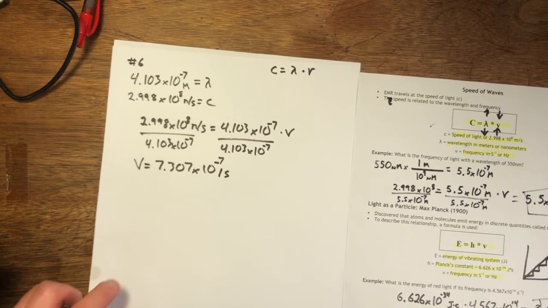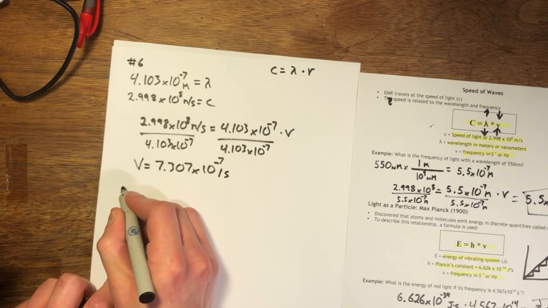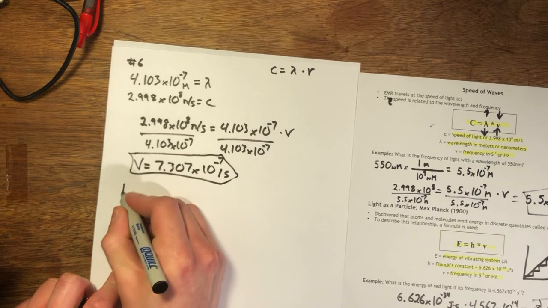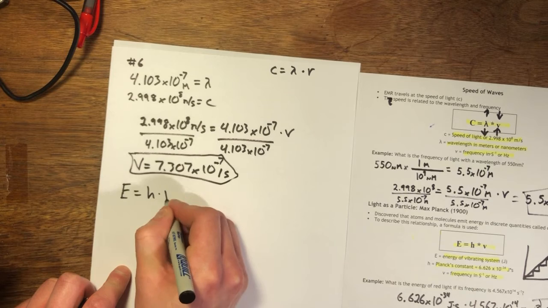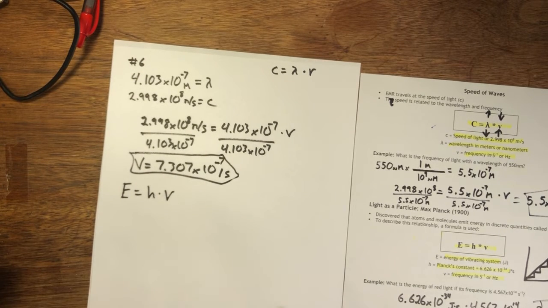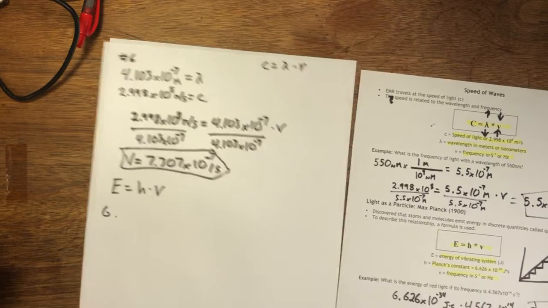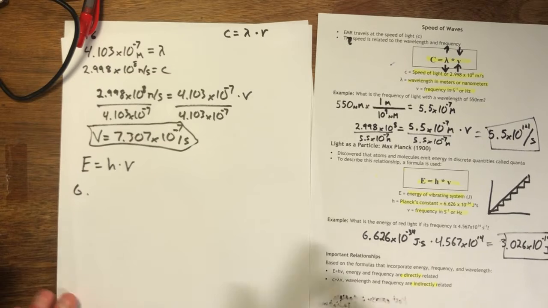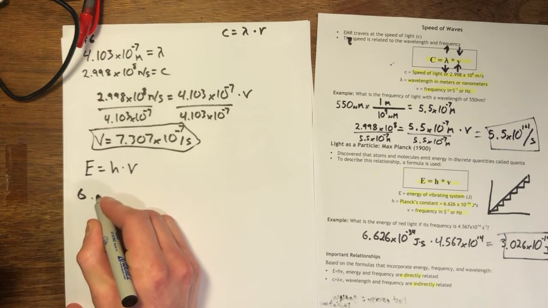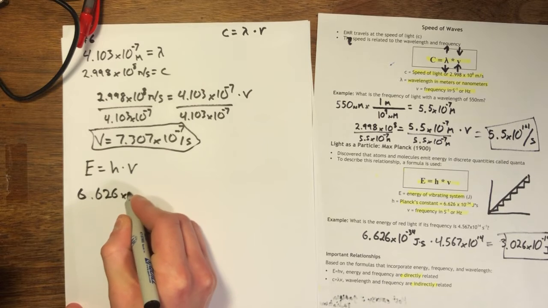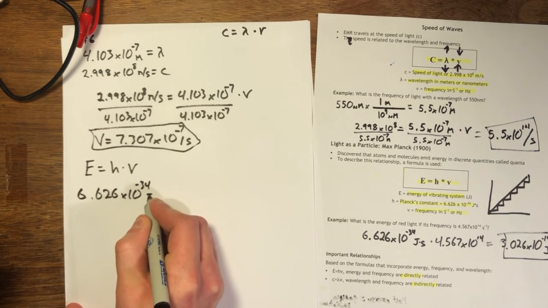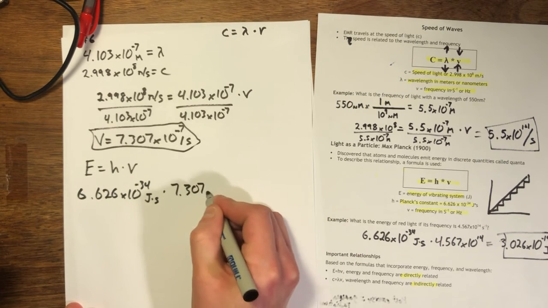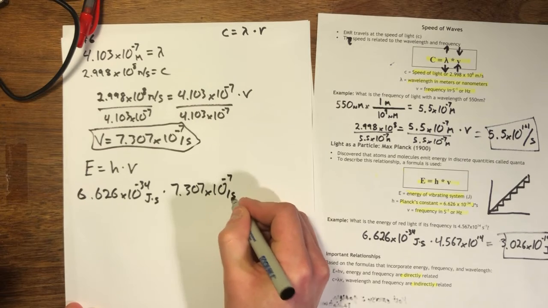So how much energy would that be? Well, we just use our equation. So we're going to use this again. So energy equals Planck's constant times our frequency. Well, we know both of those. Planck's constant is 6.626 times 10 to the negative 34th joules. Very small number. We times that by our frequency, 7.307 times 10 to the negative 7th per second.